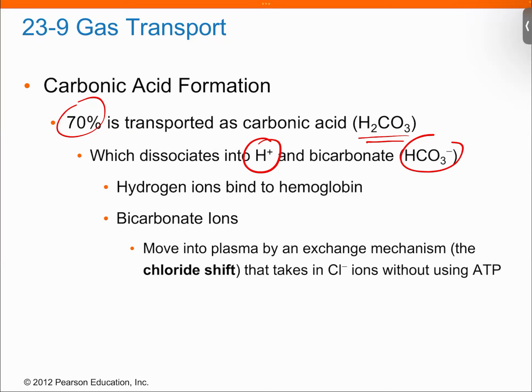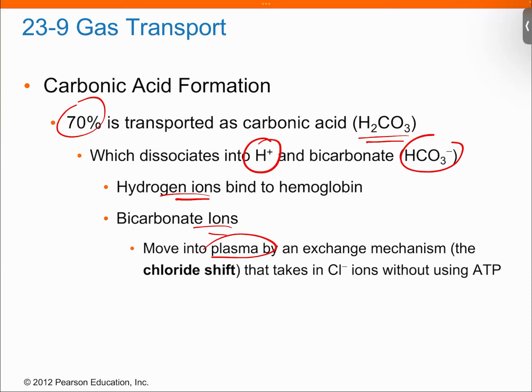Now, in addition to this, one way you can manipulate pH is that hydrogen ions will bind to hemoglobin, so they're not going to be actively contributing to acidity. The bicarbonate ions can actually dissolve into the plasma, and they can be used physiologically to balance things out.